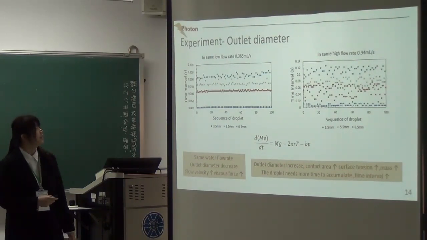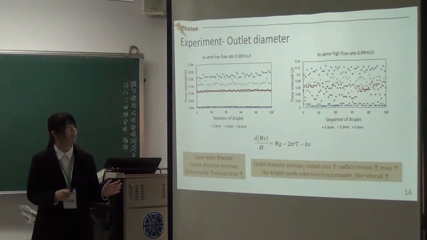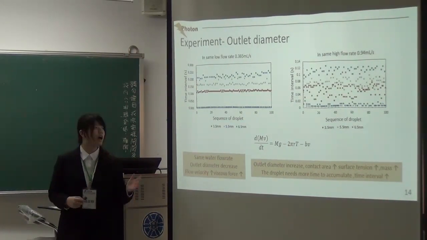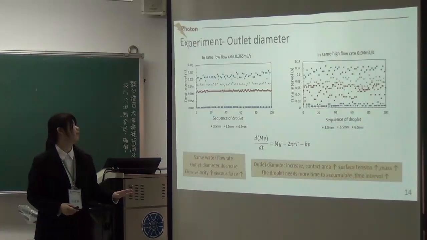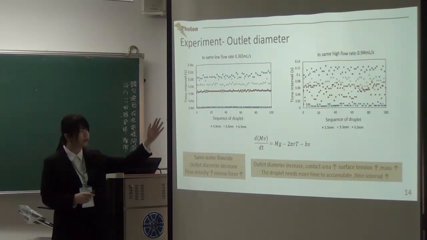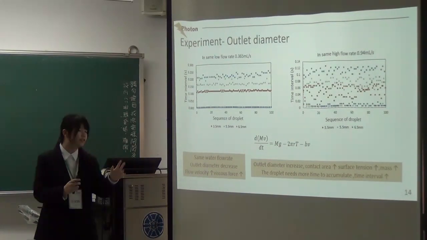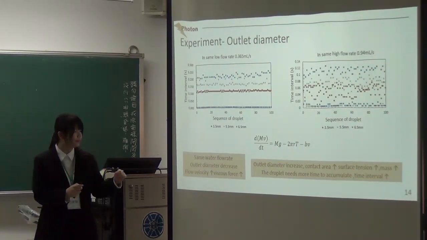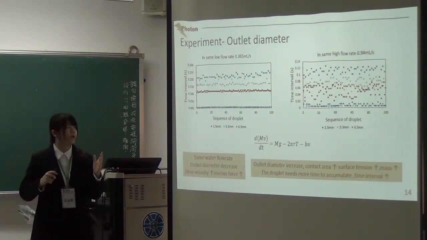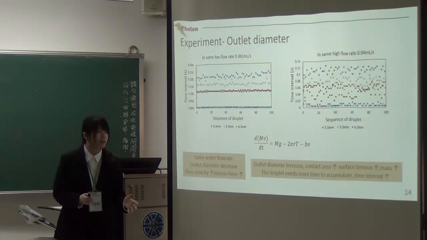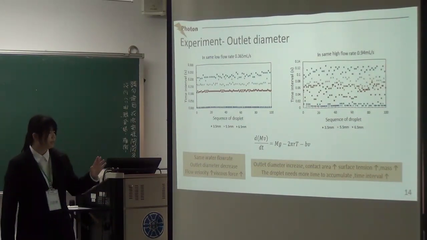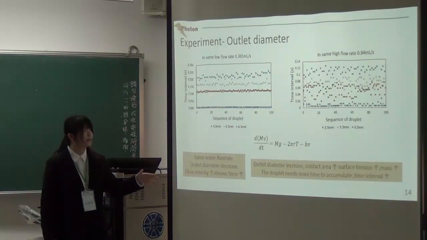And here is the experiment about outlet diameter. The variable we change is the outlet diameter. We see that when outlet diameter increases, the time interval will increase. We see there are two factors that affect this time interval. The first, because we control the same water flow rate, when the outlet diameter decreases, the water velocity will increase. So the viscous force will increase.